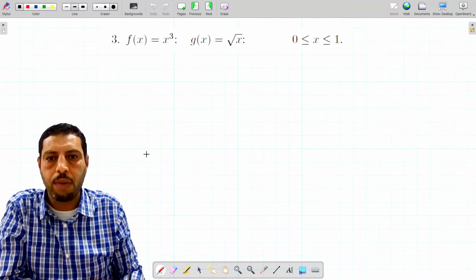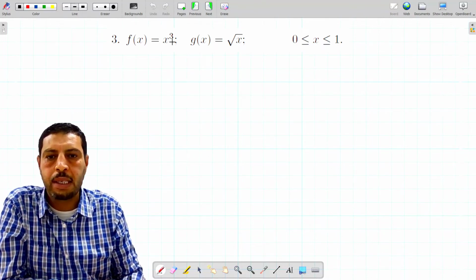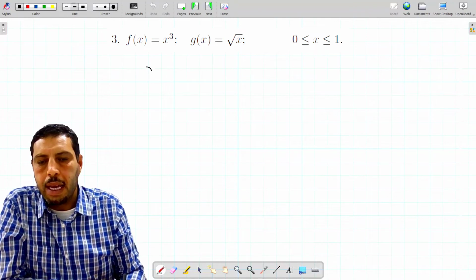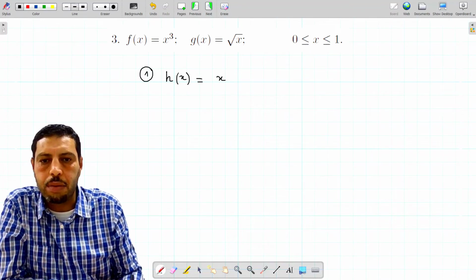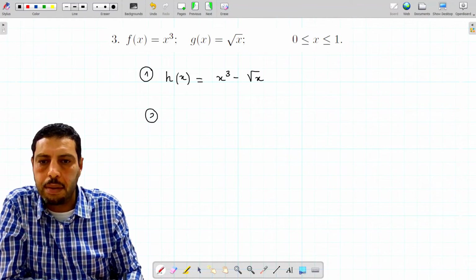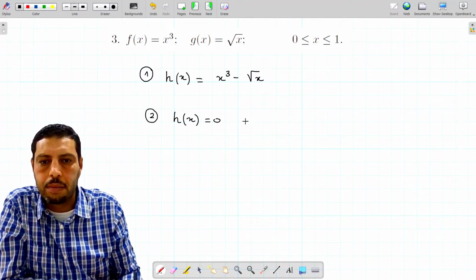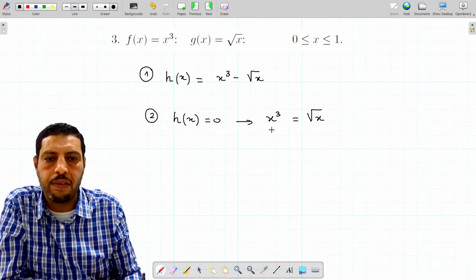Now, we'll move to the next one, which is the area between f of x equals x cubed and g of x equals square root of x between 0 and 1. Again, here we're going to define our h of x, which is x cubed minus square root of x. Okay. Second step, solve h of x equals 0, which means x cubed equals square root of x. Or x cubed minus square root of x equals 0.